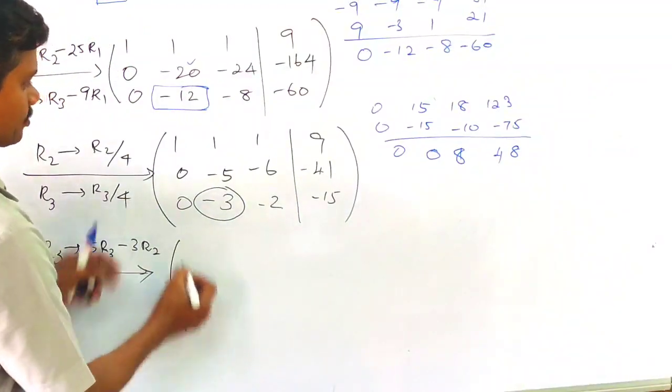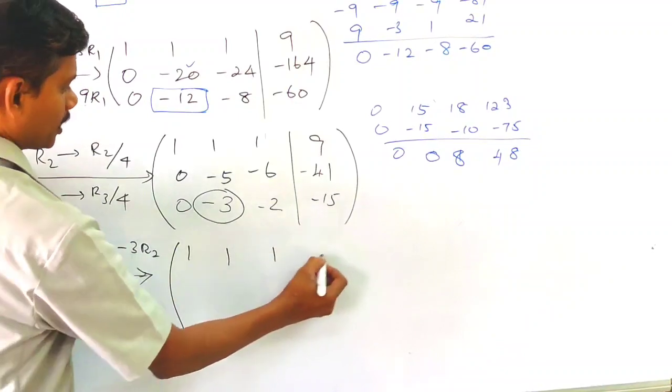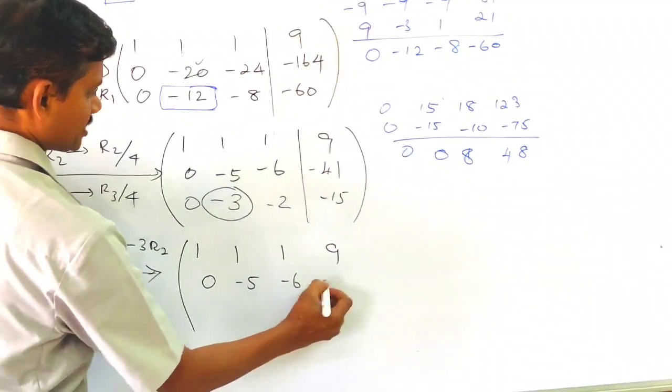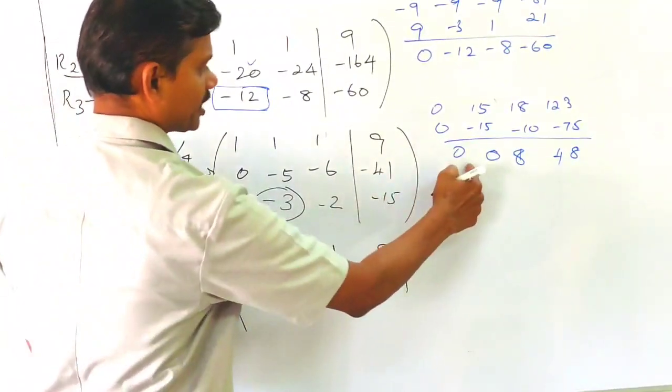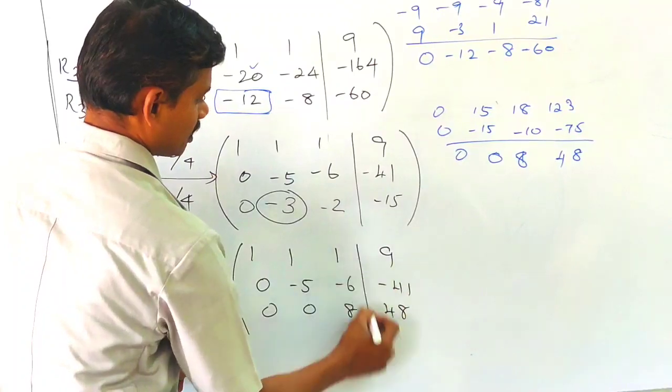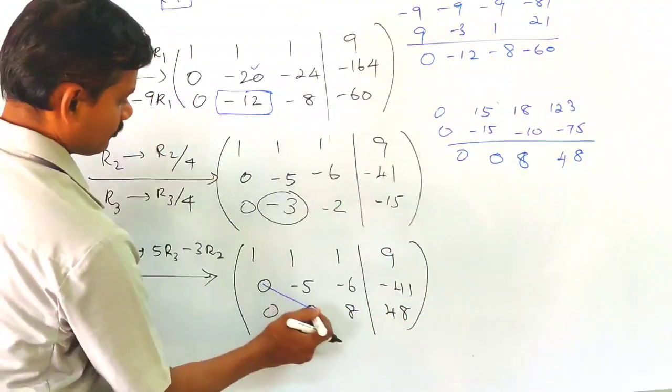Now I am going to write this matrix as 1, 1, 1, 9. And then the second row comes as it is 0, minus 5, minus 6, minus 41. The third row becomes 0, 0, 8 and 48. Now we are at the row echelon form.